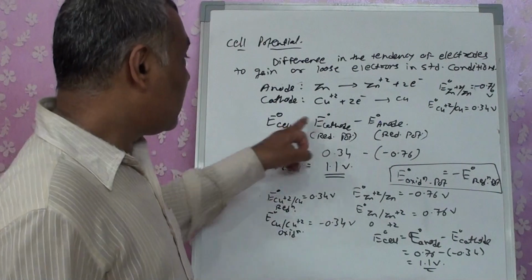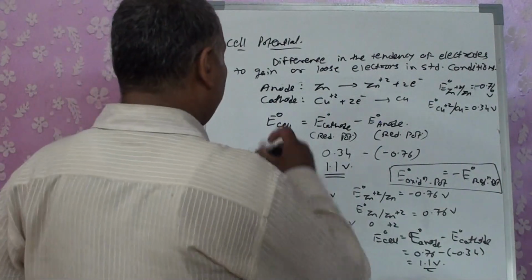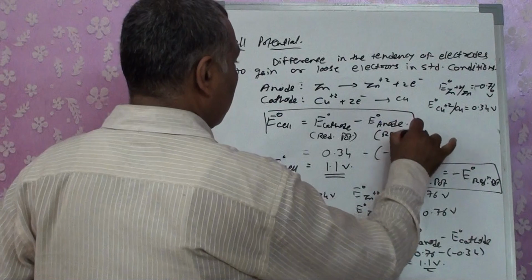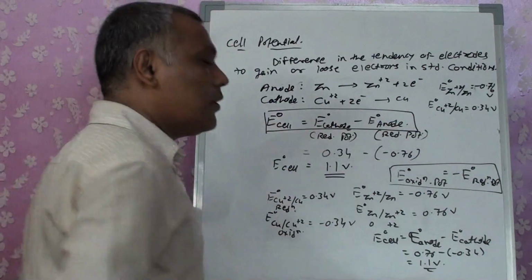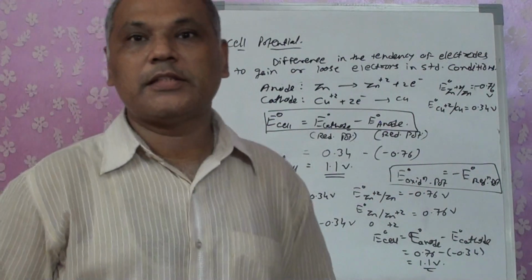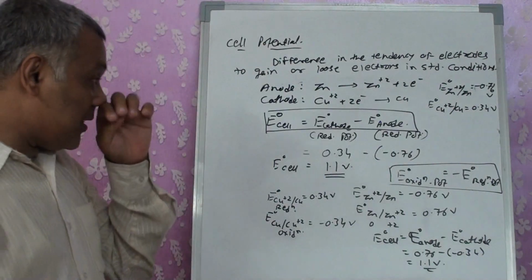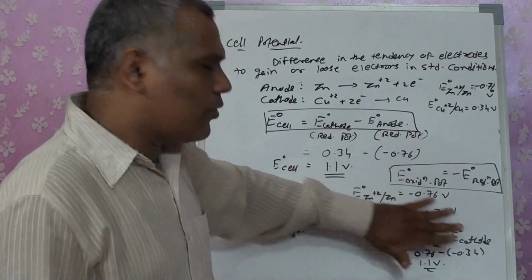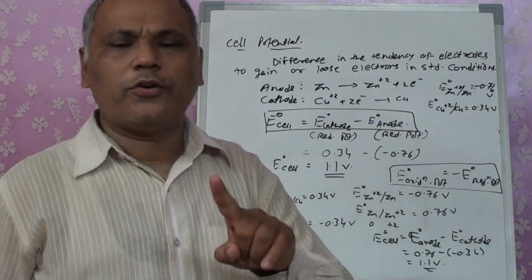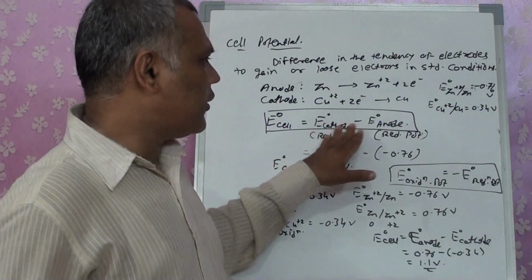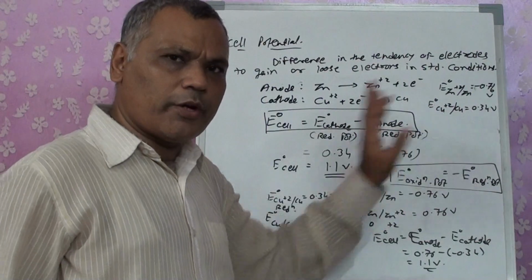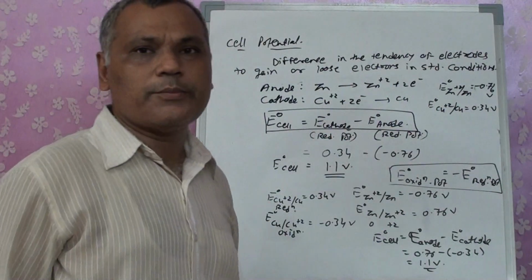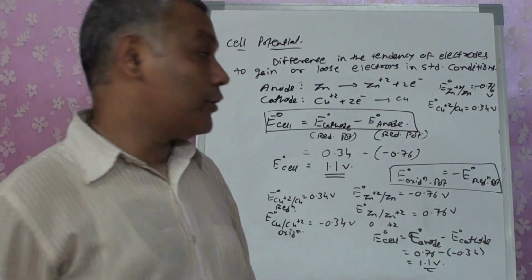Okay. So this is the formula to calculate the standard potential of the cell. E cell is equal to E naught of cathode minus E naught of anode. Forget about the rest of it. At least concentrate on one of them, and every time make sure that you get the reduction potentials and you do the sums on the basis of that reduction potential.